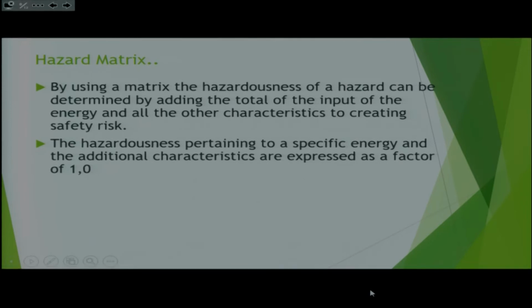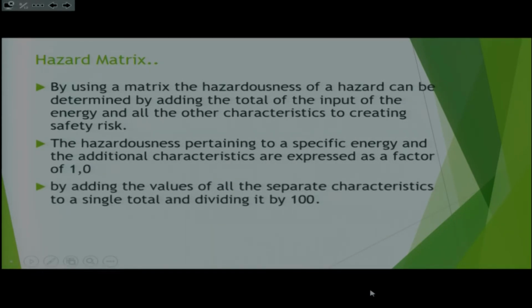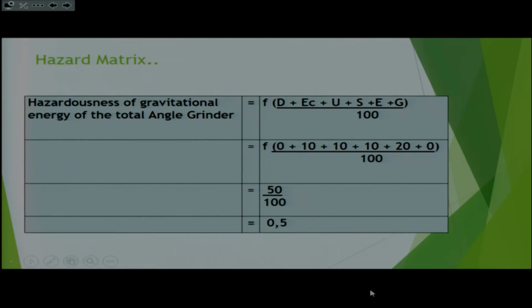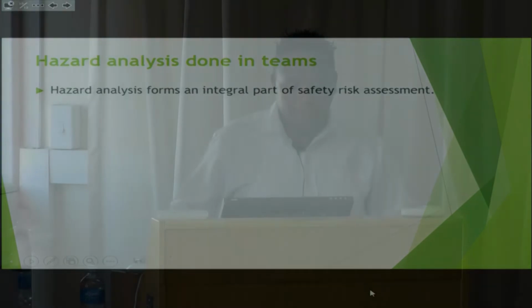The hazardness pertaining to a specific energy and the additional characteristics are expressed as a factor of 1. By adding the values of the separate characteristics of a single total and dividing it by 100, the closer the value is to 1, the higher the hazardous factor, and the more hazardous or dangerous such energy is. Example, they were looking at the grinder here. I'm not sure why that picture is not there.